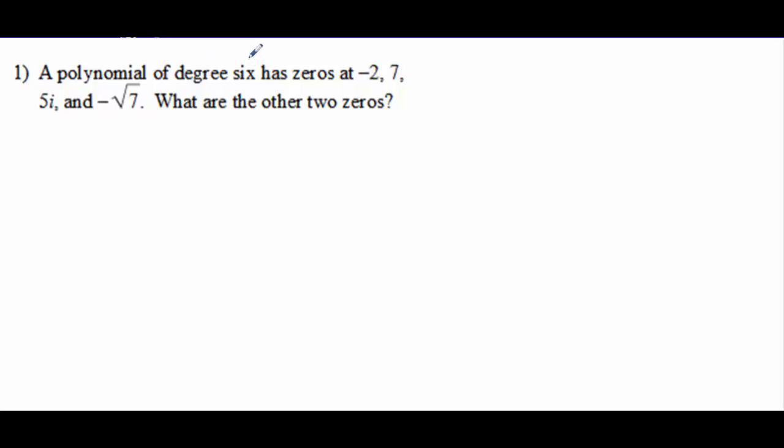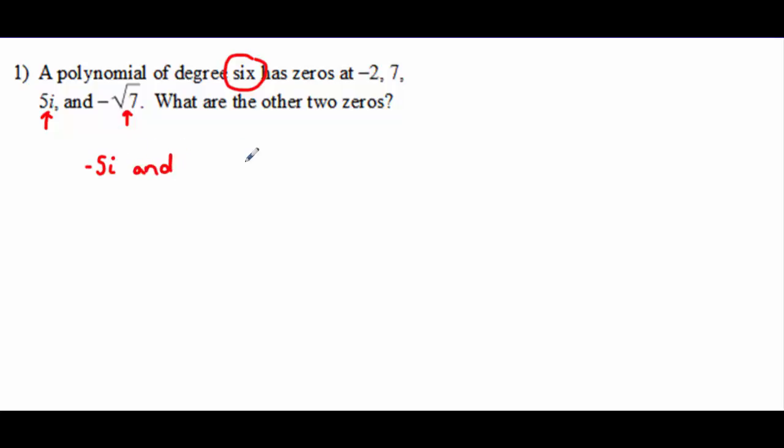If a polynomial has a degree of 6, that means that there should be 6 answers, and they're telling us 1, 2, 3, 4 answers, which means we are missing 2. And so there has to be some way for us to know what those other 2 are, and they have to do with imaginary roots and irrational roots. These roots always come in pairs. So if you know that 5i is an answer, you also know that negative 5i is an answer.